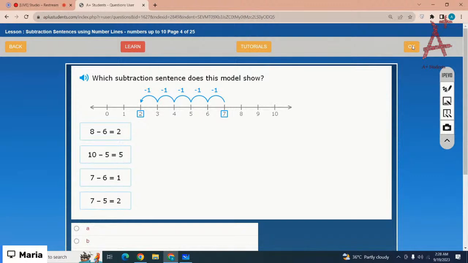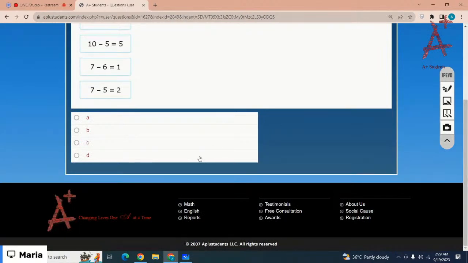Which subtraction sentence does this model show? Which is the correct option? Yes, so you started with 7, you go back 5, right? So 7 take away 5 and you are left with just 2. So 7 take away 5 equals 2, which is the correct option. The correct option is the last one. Option D is the correct option.